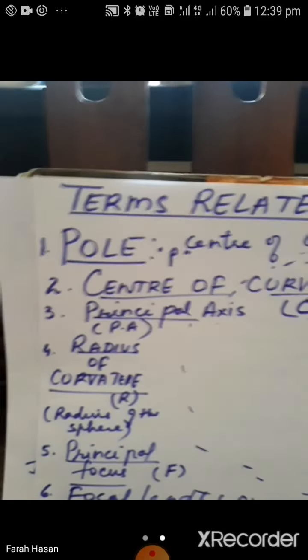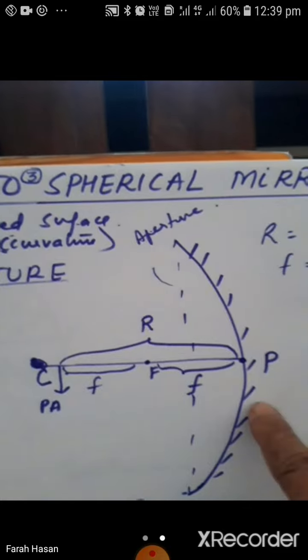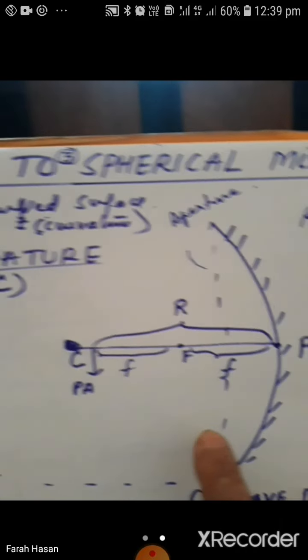The principal axis is the line joining C and P, the line connecting the center of curvature to the pole. The next term is radius of curvature. The radius of curvature is the radius of this entire sphere. So the distance between C and P is the radius of curvature.